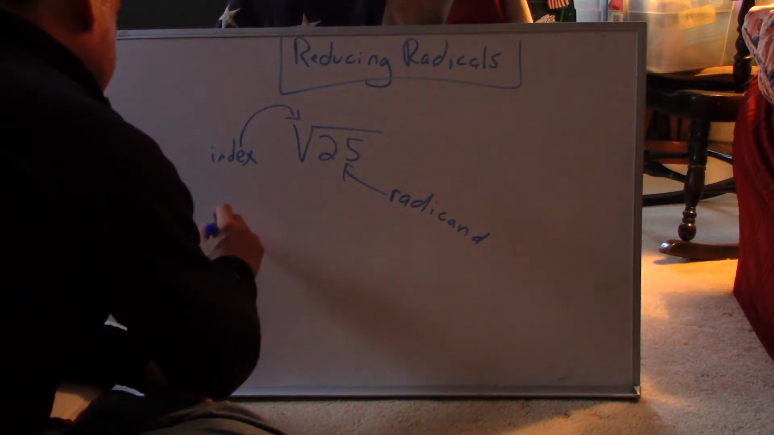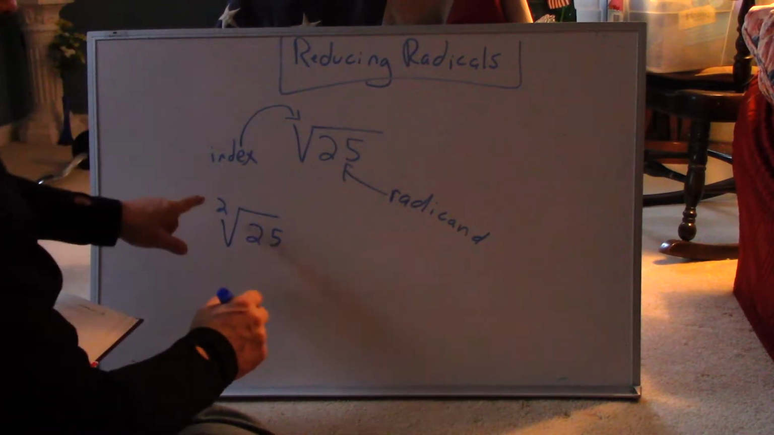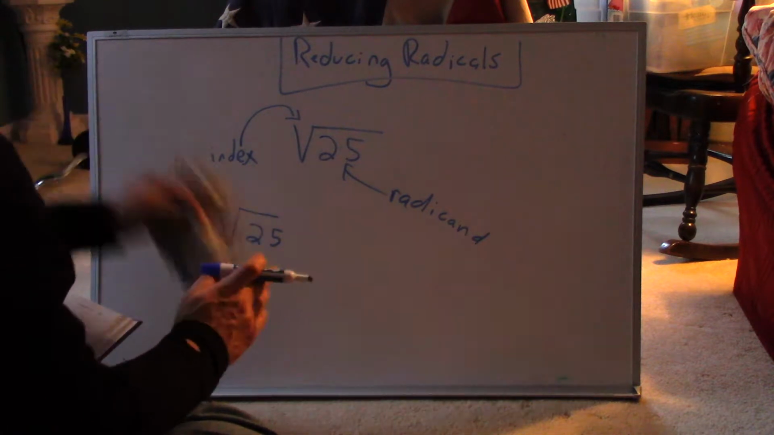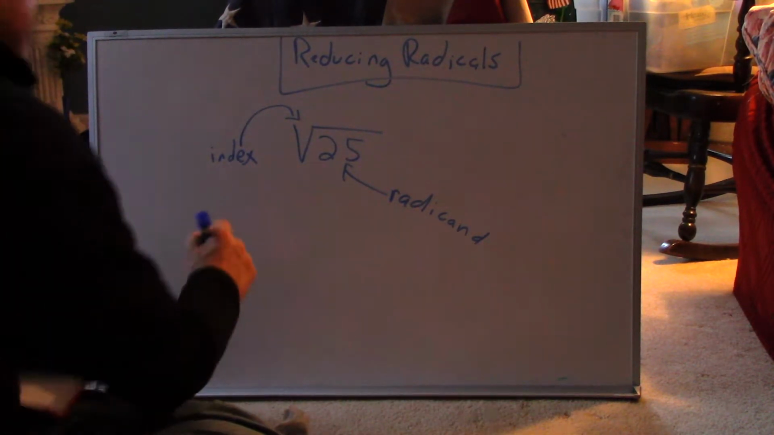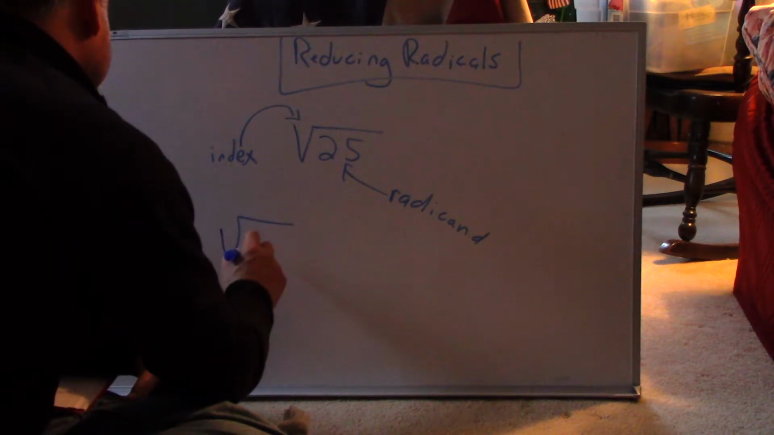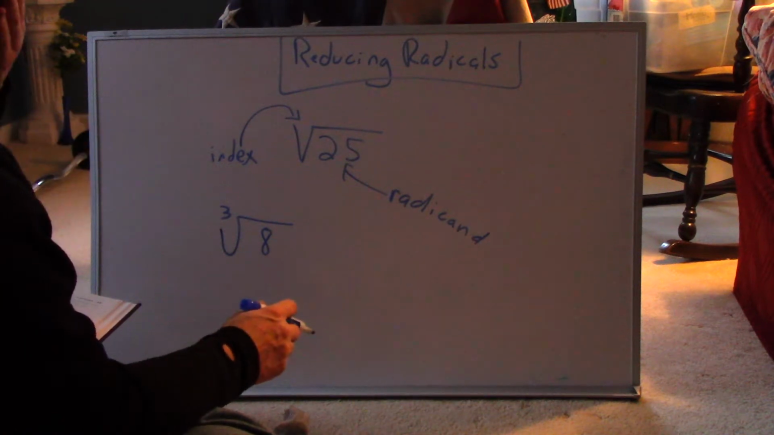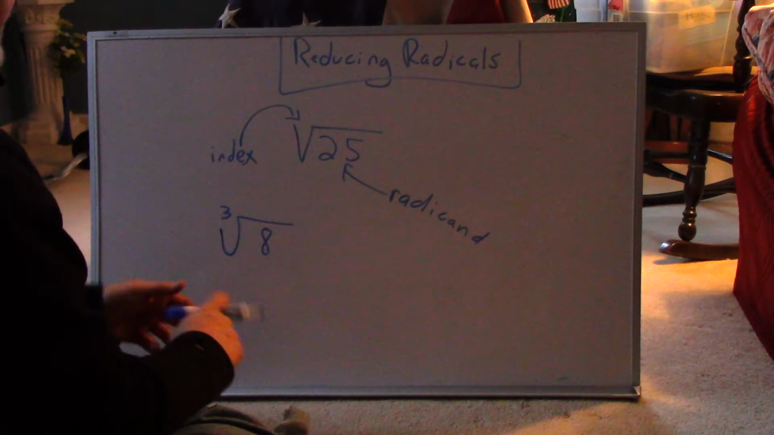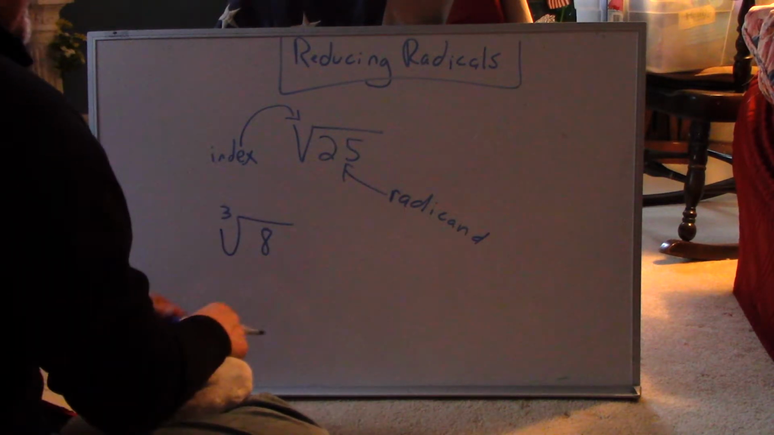So for instance, I could have written it this way, and the little 2 is an index. Usually, they don't do it that way. You'll see it like this. That's a cube root. Now, the 3 is telling us that. Now, what does this mean?